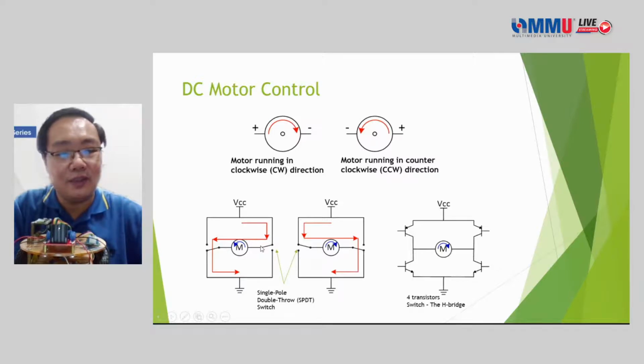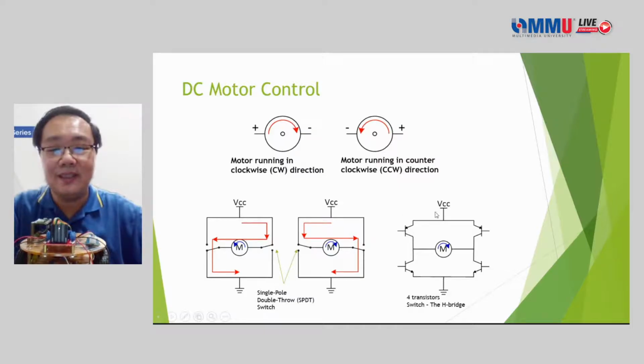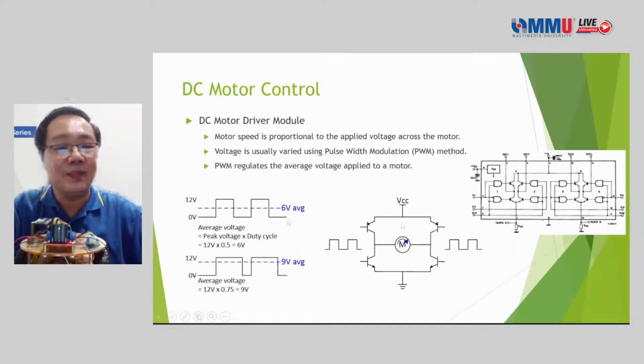For example, when the switch is in this position, the current will flow through the motor like this, so the motor will turn in one direction. When we change the switch position, the current flows in the opposite direction and the motor will change directions. Of course, in real control, we are using a motor driver, which consists of transistors. We will use an H-bridge circuit, which looks something like this. By specifying which transistor is turned on, we can change the direction of the current flow.